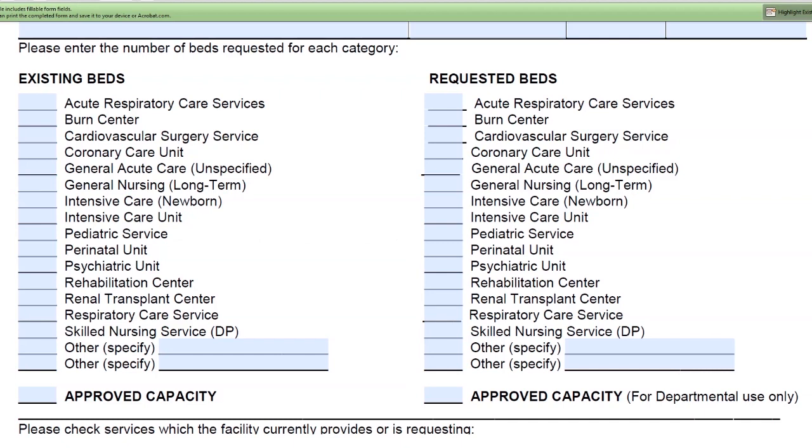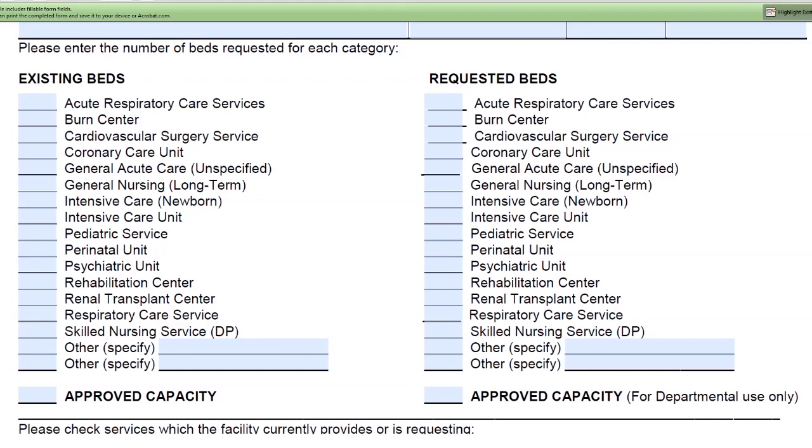For example, if the hospital currently has only 50 perinatal beds and 100 unspecified general acute care beds, then you will mark 50 perinatal beds and 100 unspecified general acute care beds on the left side under the existing beds section. The requested beds section is intended to show what beds the facility would like to change.